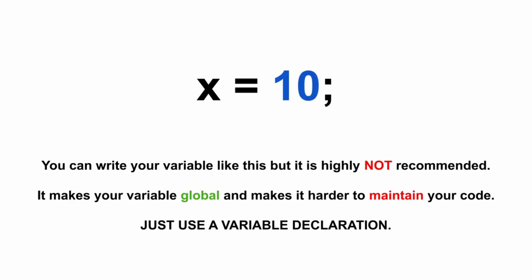Now, you can write a variable straight up without any declaration, but it is very discouraged. It makes your variable global and makes it harder to maintain your code. Just use a variable declaration. With that in mind, we can learn about the first type of declaration.